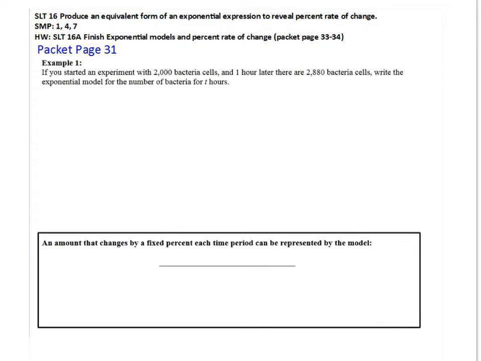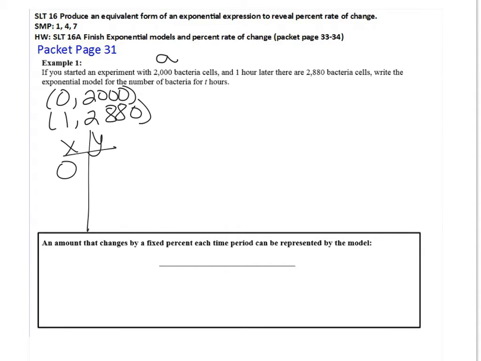So now turn to page 31 in your packet. We'll pause the video here for you to find it. And using what we learned yesterday, let's do number 1. If you start an experiment with 2,000 bacteria, so that's going to be our A value, and 1 hour later there are 2,880 bacteria, let's write an exponential model. So that's the coordinates (0, 2,000) and (1, 2,880). I prefer the chart form.